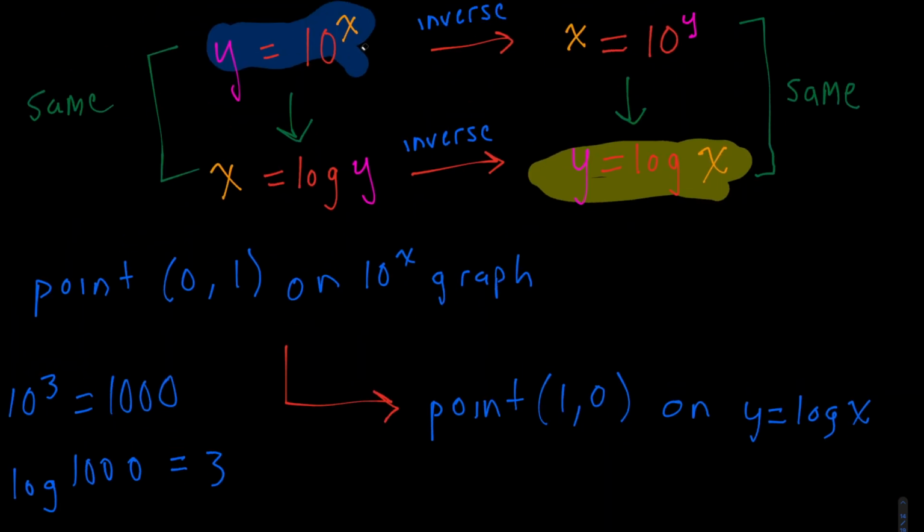Again, if you flip 10 to the third is equal to 1000, you literally flip it: log of 1000 is equal to a power. This is asking what exponent fits into this result, so it's literally the reverse of the exponents. You can also see points, like 0.01 on the 10 to the x exponential graph, intercepting the y-axis. On the y equals log x graph, that point is inverted, so your x is equal to y. It flips over the line.